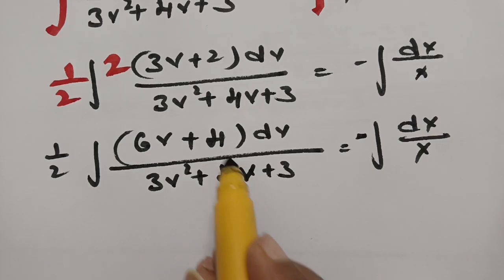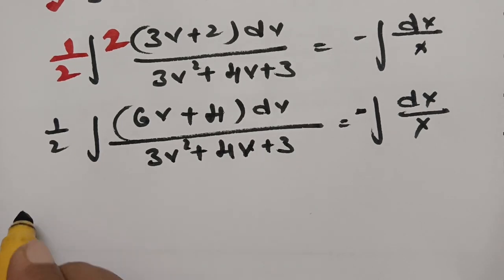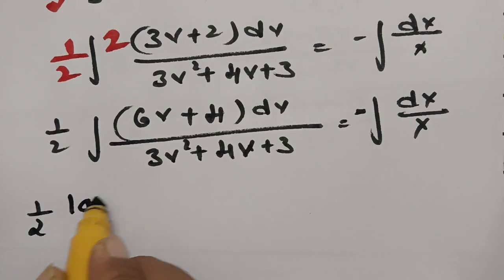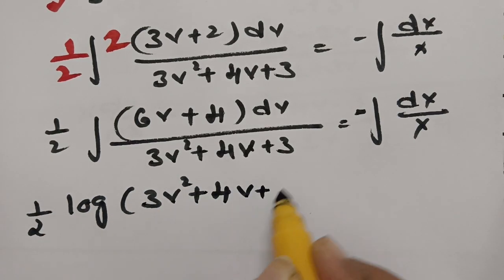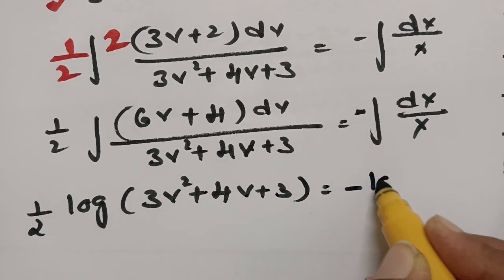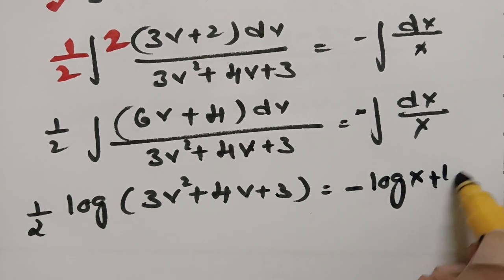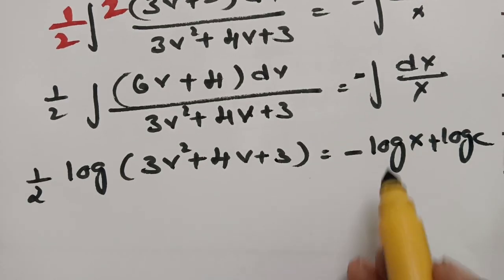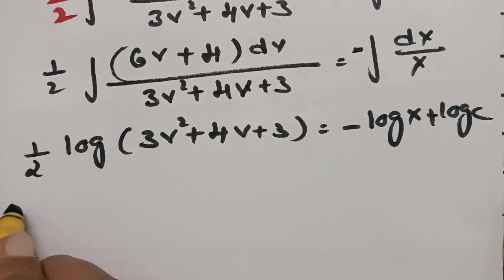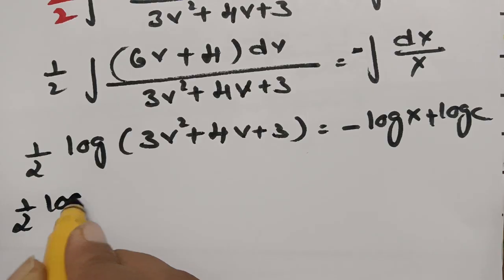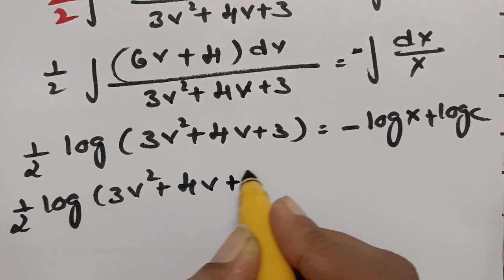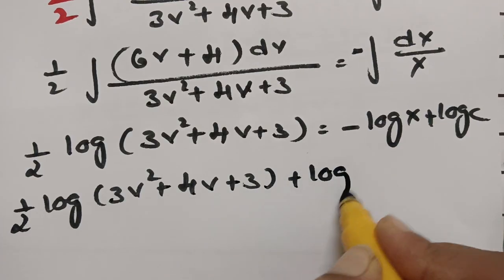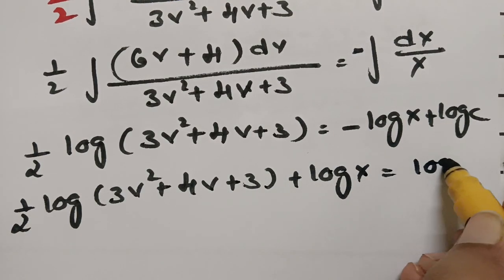for 4v, we have 1, this is 4 into dv, and therefore I can write it in the form of half log of this value, 3v square plus 4v plus 3, which is equal to minus log x plus log c. So if I send this inside, then this is going to become half times of log 3v square plus 4v plus 3 plus log x, which is equal to log c.